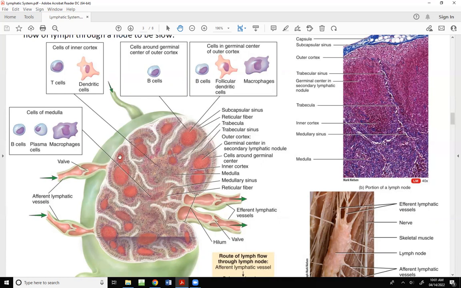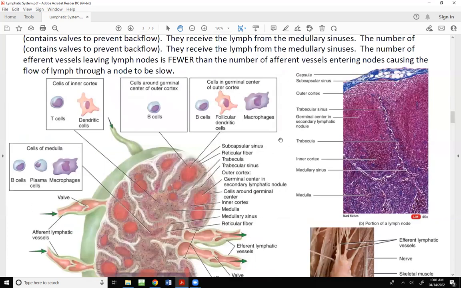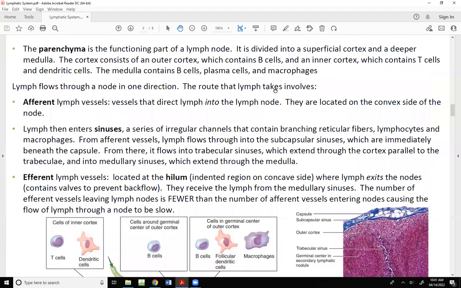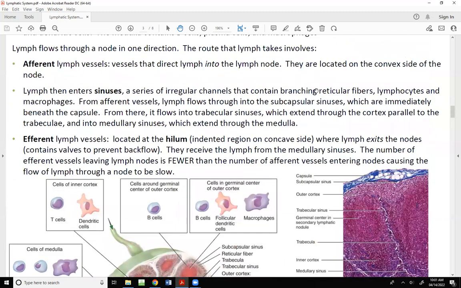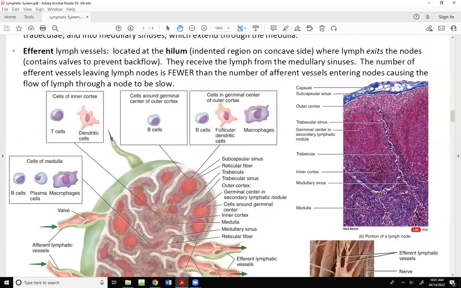The function of those is to create these, what we call sinuses, these irregular shaped places or irregular channels where you find branching reticular fibers, lymphocytes, and macrophages. Okay. I'll get into that a little bit more in a second.